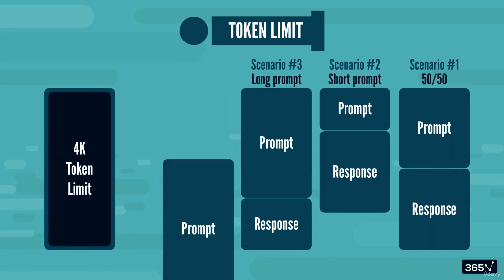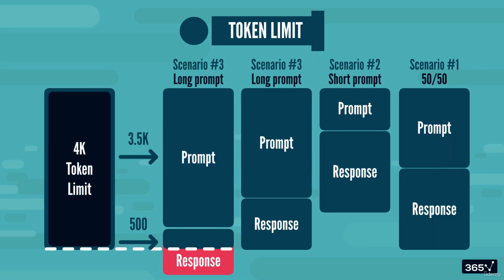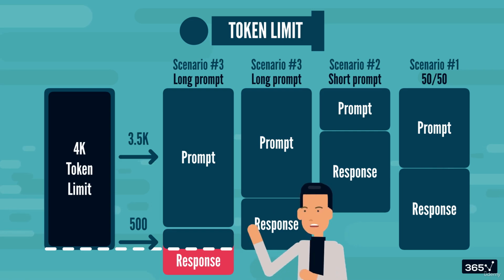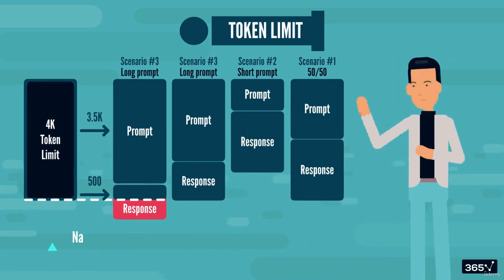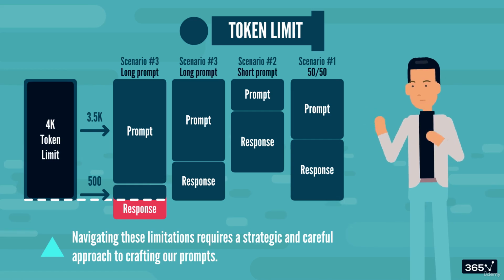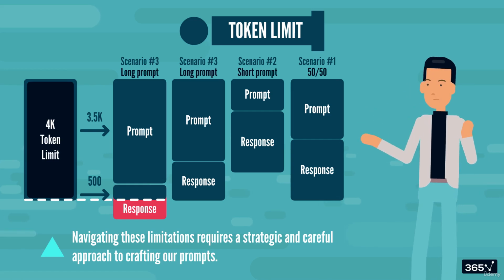The least desirable scenario is having overly long prompts approaching the token limit because this can leave insufficient tokens for the model to generate a meaningful response. This constraint often forces the model to summarize content or provide incomplete, sometimes nonsensical, replies. It can even lead to truncated outputs, where the model cuts off mid-sentence or omits critical parts of its response. Navigating these limitations requires a strategic and careful approach to crafting our prompts.